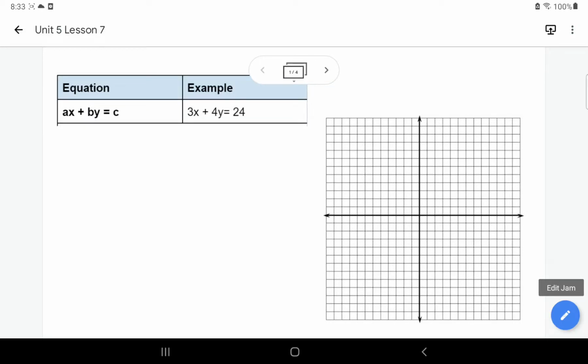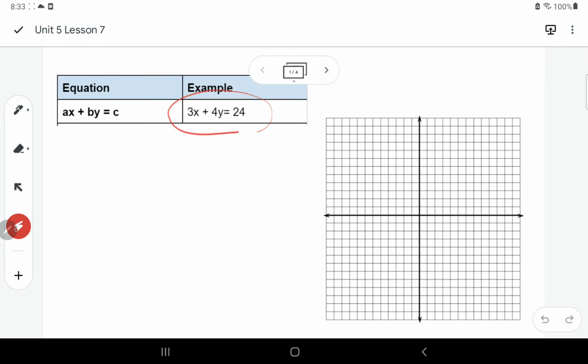This is Unit 5, Lesson 7, and we're going to talk about different ways to graph a line. So the first way that we're going to review, these are all types of lines that you've seen already earlier in this unit or in Unit 4. So the first way we're going to review is if you have a line that looks like this.